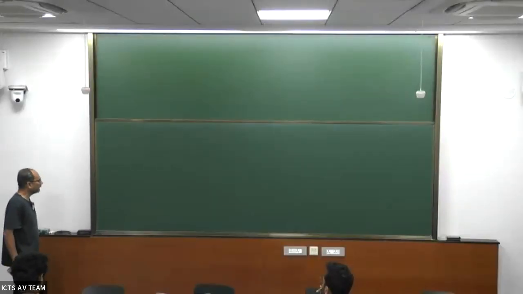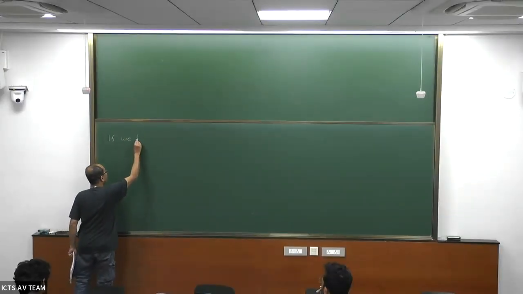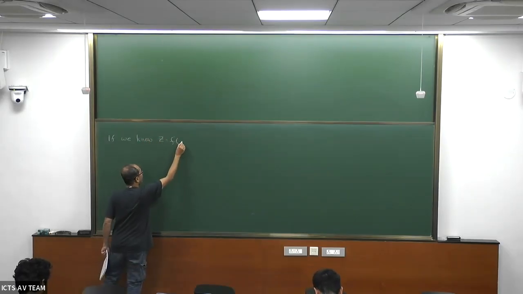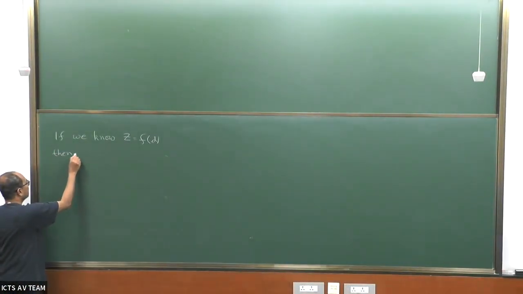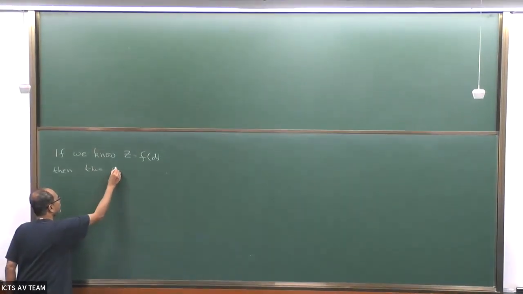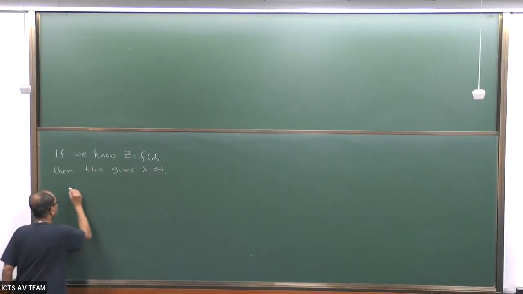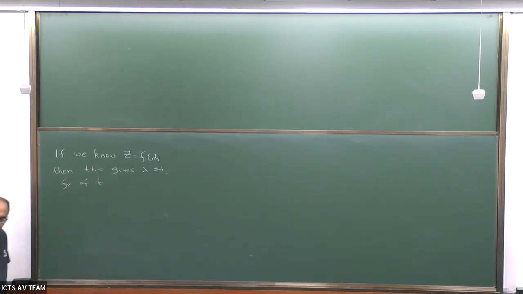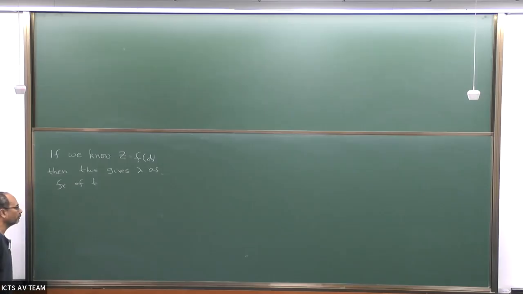And so essentially what I said is that if we know the distance redshift relation, z as a function of d, then this gives lambda as a function of t. Okay. So let me write down the abstract relation first, and then I'll try to do the expansion in powers of t minus t naught.